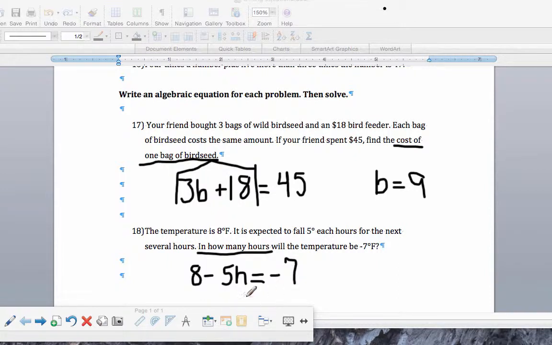And just like before, you solve this like a normal two-step equation. So I would start by subtracting 8 on both sides and then dividing by the -5, and I would find out that it took 3 hours for the temperature to make that drop.